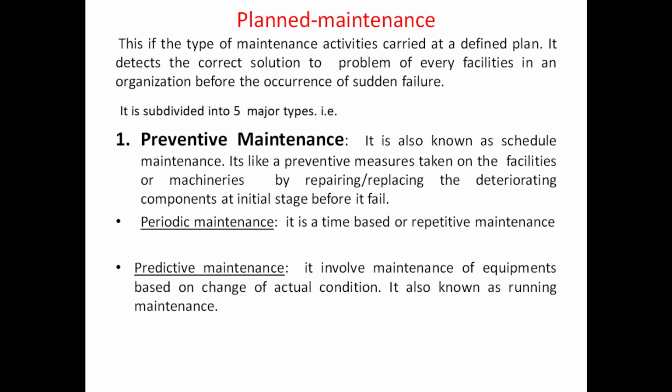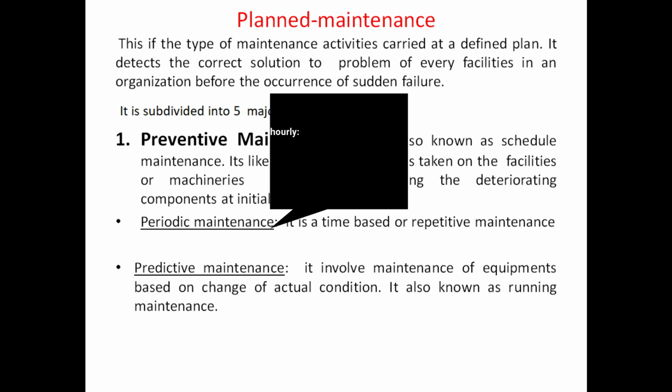It's like preventive measures taken on the facilities or machineries by repairing or replacing the deteriorating component at an initial stage before it fails. It can be done in two ways. The first way is periodic maintenance. It is also known as time-based maintenance or repetitive maintenance. It can be done on an hourly, daily, weekly, and monthly basis.